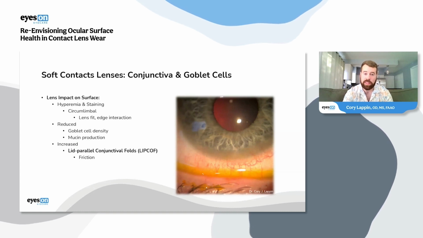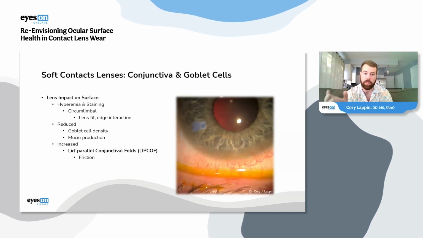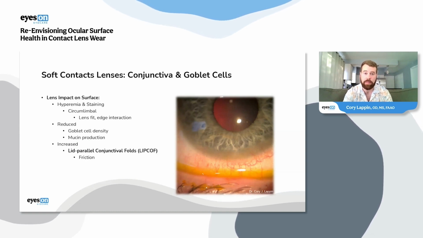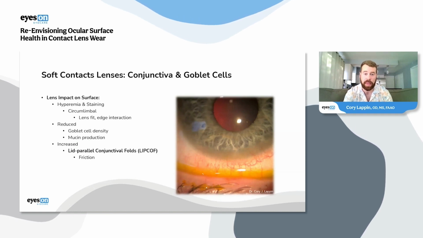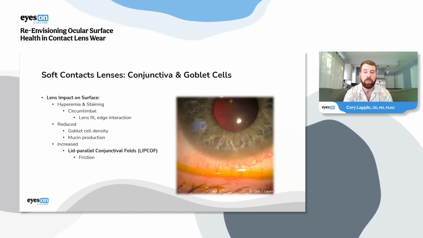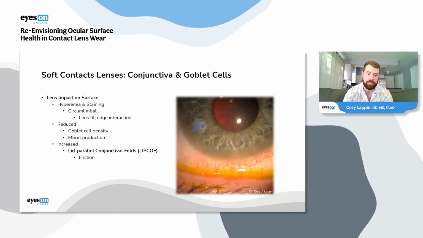So if you're seeing lots of redness or you're getting lots of staining, especially in the perilimbal area, which is where the lens is normally interacting with that junction between the cornea and the conjunctiva, then you're really going to want to assess the contact lens fit because it shows that it's perhaps experiencing hypoxia or mechanical trauma leading to inflammation. It's also been shown that contact lens wear can reduce goblet cell density and mucin production, which will also contribute to that destabilization of the tear film.